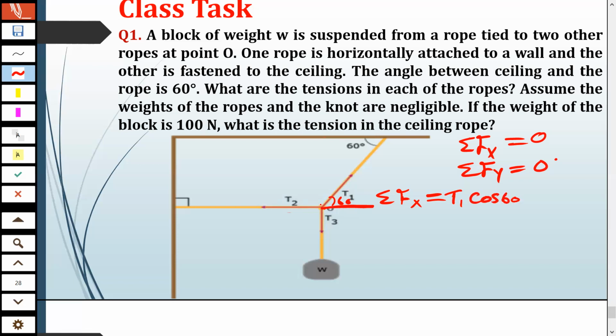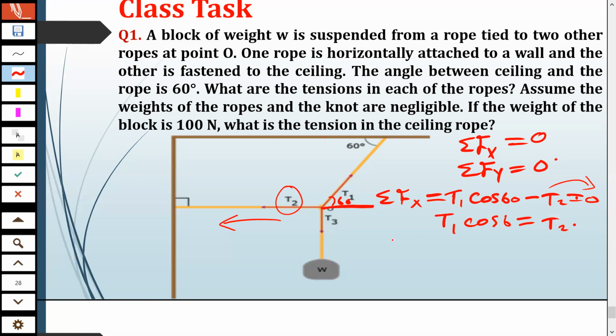And then in the x, T2 is moving towards the negative. It only has the negative x component, it doesn't have the y. So in the x we say negative T2, and this adds up to 0. So T1 cos 60 is equal to, when you take T2 to the other side, T2.